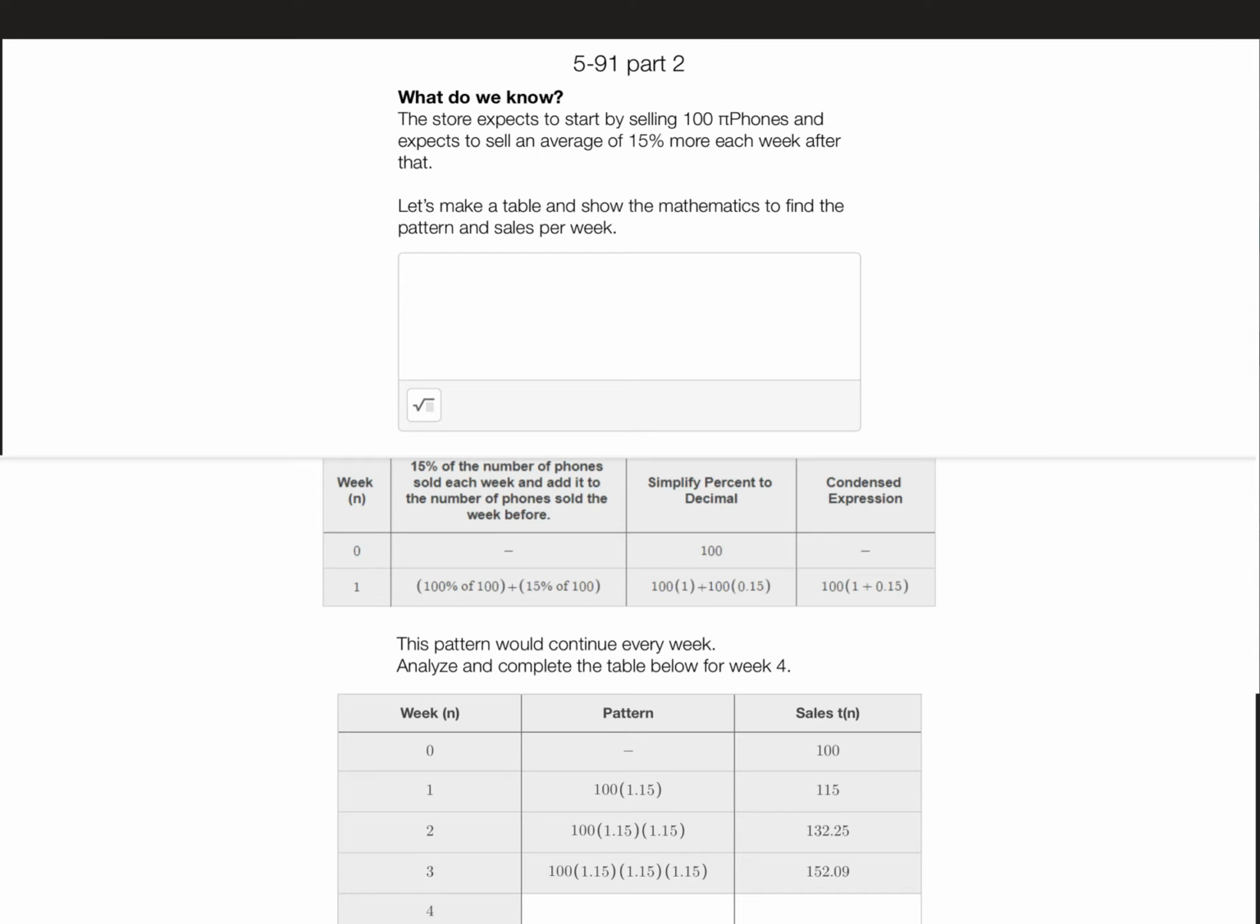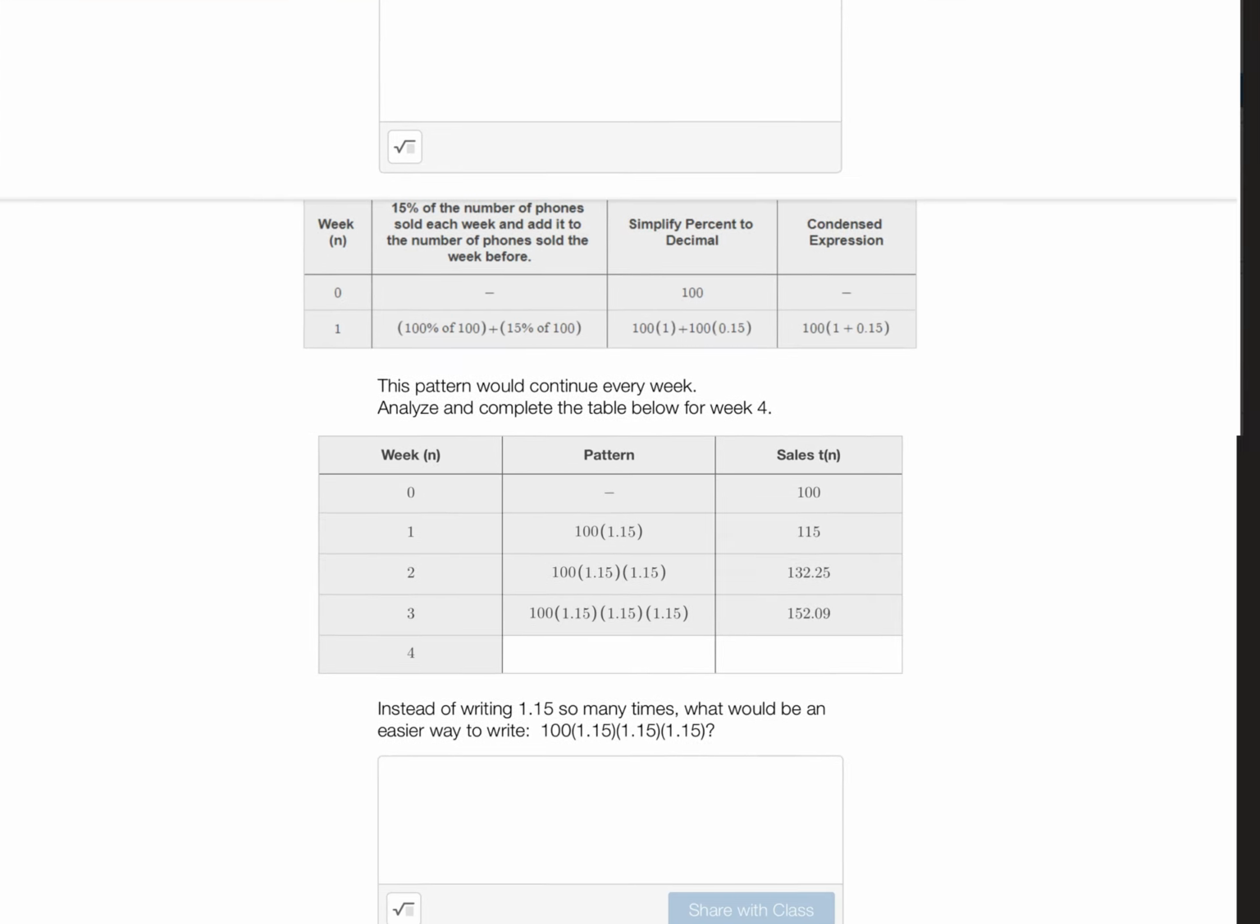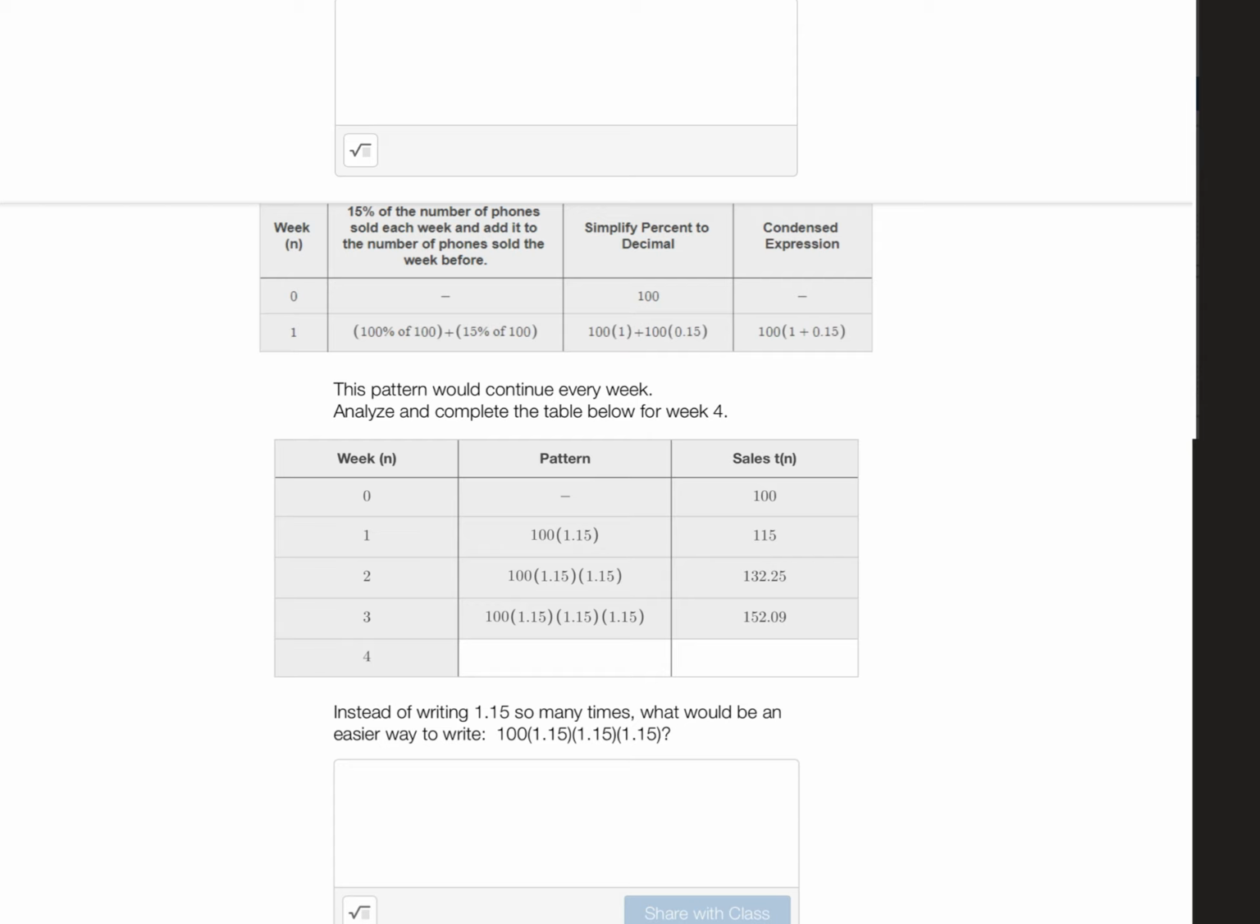Okay, so picking up where we left off, we're going to work on this table and try to simplify a little bit of what we were doing on the last slide. On the previous slide, what we were doing was taking 100% of whatever we sold the week before and adding 15% of whatever we sold the week before.